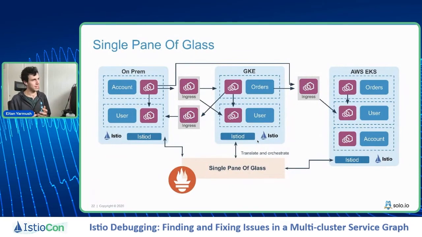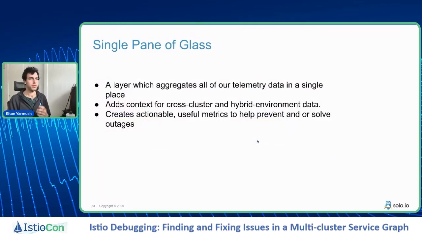So this gets back to that single pane of glass, the ability to aggregate all of this data into one place so that users can actually access it and act on it. The way that we like to describe the single pane of glass is as a layer which aggregates all of our telemetry data into a single place. It adds context for cross-cluster and hybrid environment data and creates actionable, useful metrics to help prevent and/or solve outages. And it's worth noting that we see customers wanting this all the time, trying to get the best picture of the data possible.